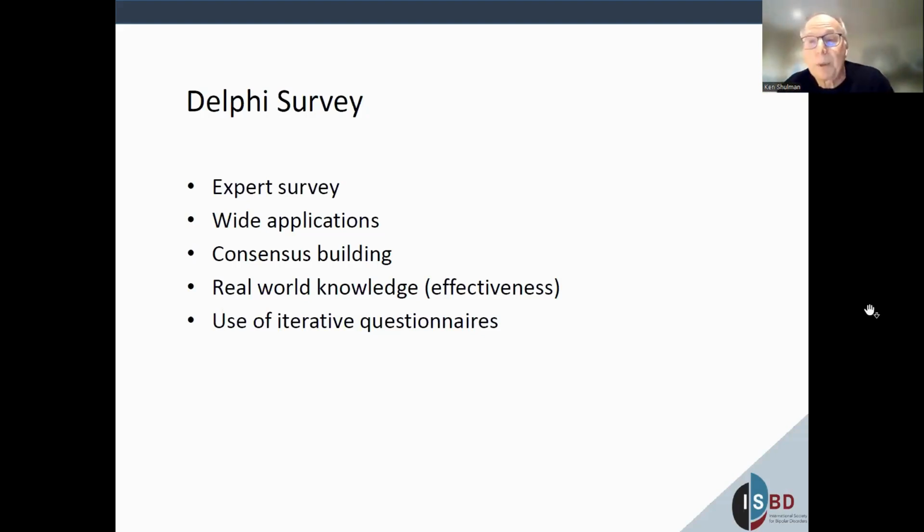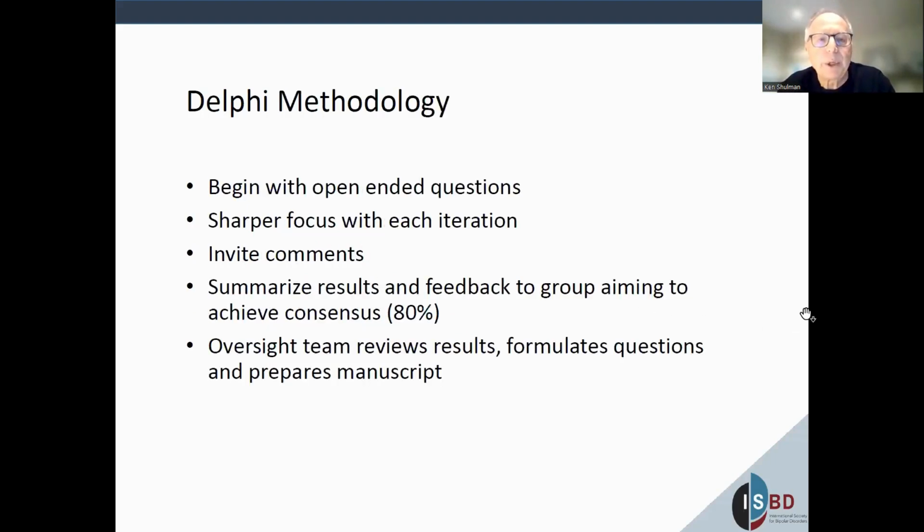You can prove through a double blind, randomized controlled trial whether the drug is efficacious. That is, is it better than placebo in the acute phase? But is it effective? That we don't know because that depends on clinical experience, tolerance, long-term use. So we decided to use the Delphi survey, and it uses iterative questionnaires to come to a consensus. And in the next slide, we describe the methodology that we used.